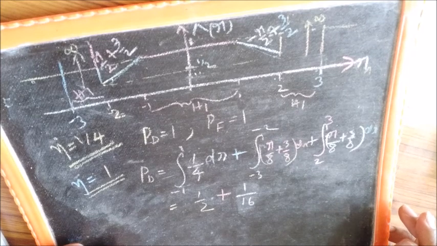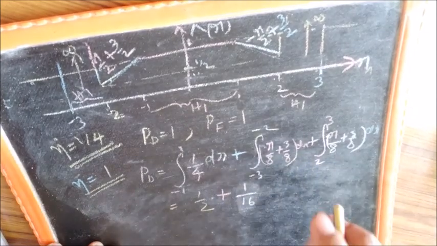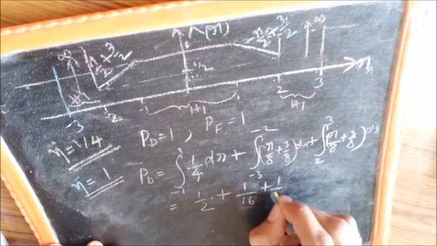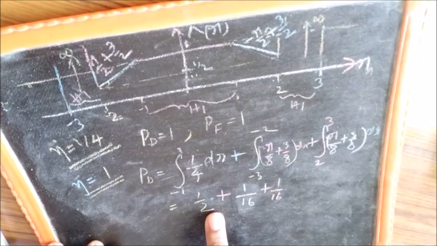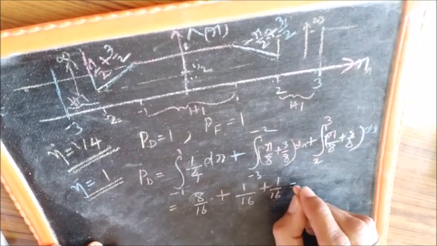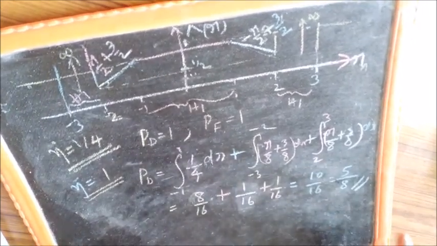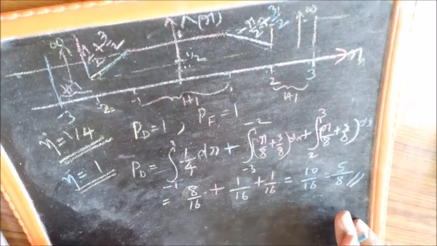Because the height is 1 by 8 and the base is 1 unit, half the base into the height will be 0.5 into 1 by 8, which is 1 by 16. Similarly, this is a similar triangle, only flipped, so plus 1 by 16. When you add it up, you get 8 by 16 plus 1 by 16 plus 1 by 16, which is 10 by 16, which is 5 by 8. This is the probability of detection when eta is equal to 1.